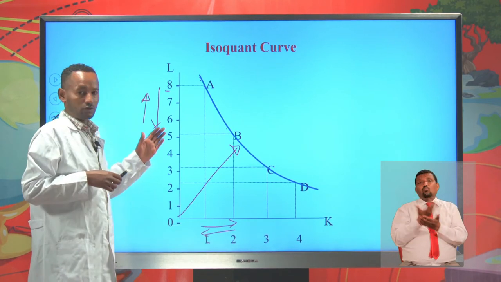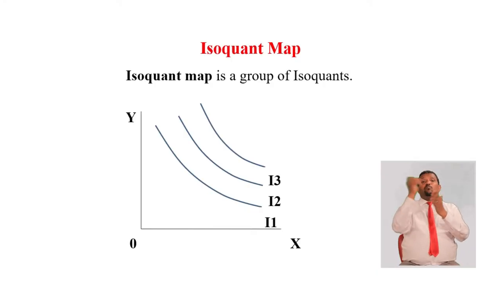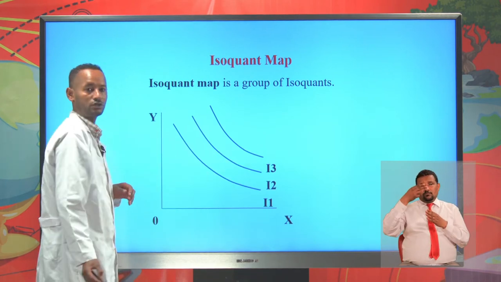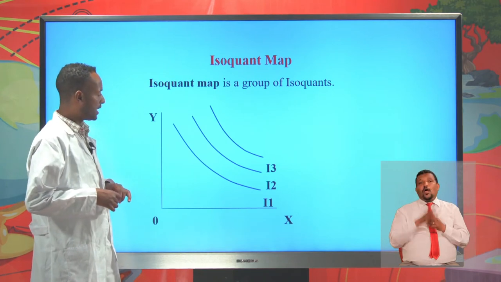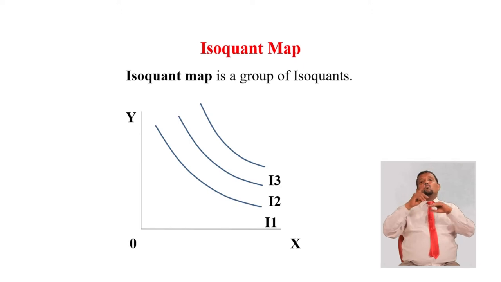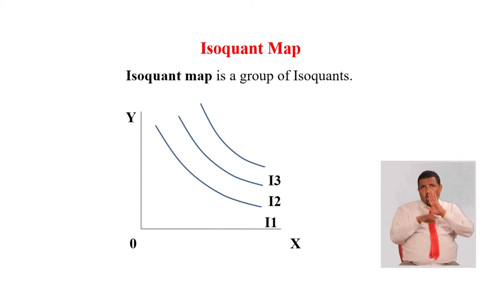Another property of isoquants comes from the isoquant map. The isoquant map is a group of isoquants. From the isoquant map, higher isoquants represent higher levels of output. That means the output that we get from isoquant 3 is higher than the output that we get from isoquant 2. The output from isoquant 2 is greater than the output from isoquant 1. So higher isoquants represent higher levels of output and lower isoquants represent lower levels of output.